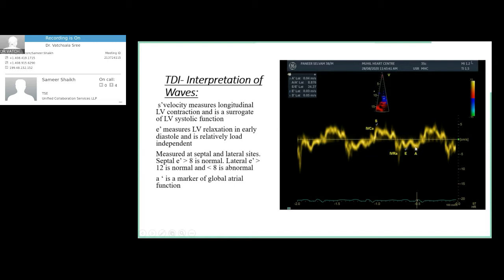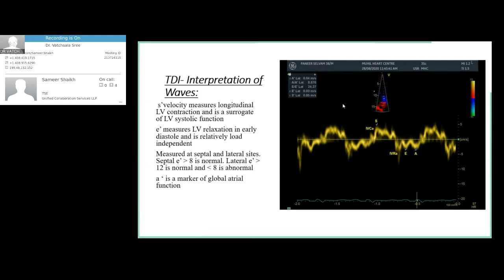Similarly, you can increase the sweep speed. When you increase it, the tachycardia narrows down, your image becomes a little bit broader, and you have more clarity about these images. Then identifying the waves becomes easier, and measuring them also becomes easier. That is the reason why I have shown you this image, and this is a very common pattern we will be seeing in grade 3 and grade 2 diastolic dysfunction.